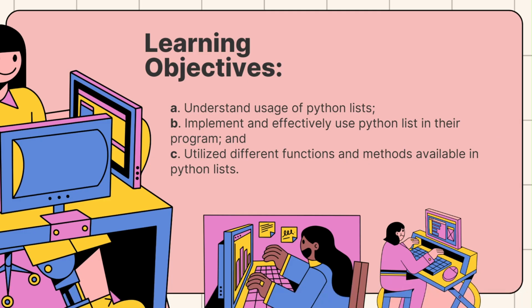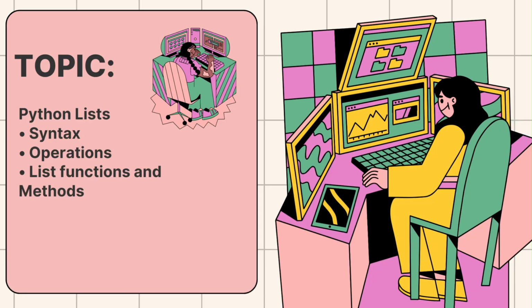Learning Objectives. A. Understand usage of Python list. B. Implement and effectively use Python list in programs. And C. Utilize different functions and methods available in Python list. Topic: Python list. Syntax, operations, list functions, and methods.